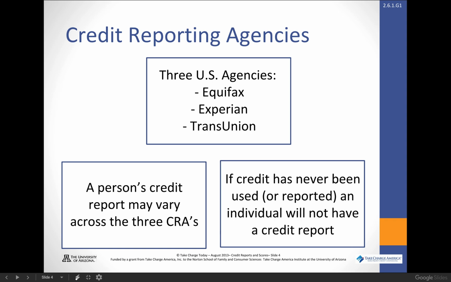And again, just like the credit history, if I don't have any credit, if I've never had a loan or I've never had a credit card, then I don't have a credit report because I don't have any credit history. So I have to have opened a type of loan or a line of credit in order to have a credit history to therefore have a credit report.